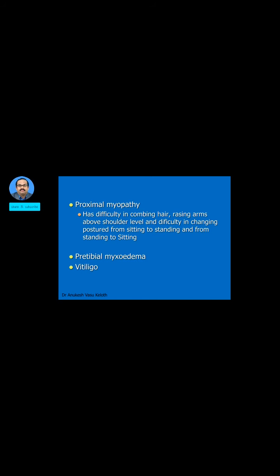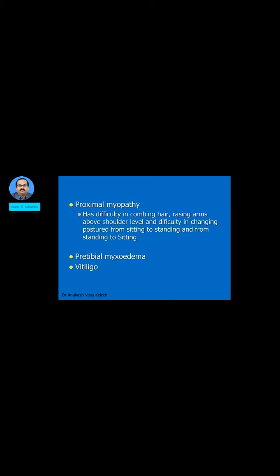Now, in addition to the other toxic features, include proximal myopathy. The person may have difficulty in combing hair or raising his arms above the shoulder, in sitting from a standing position or standing from a sitting position. All suggest proximal myopathy affecting the hips and shoulders.